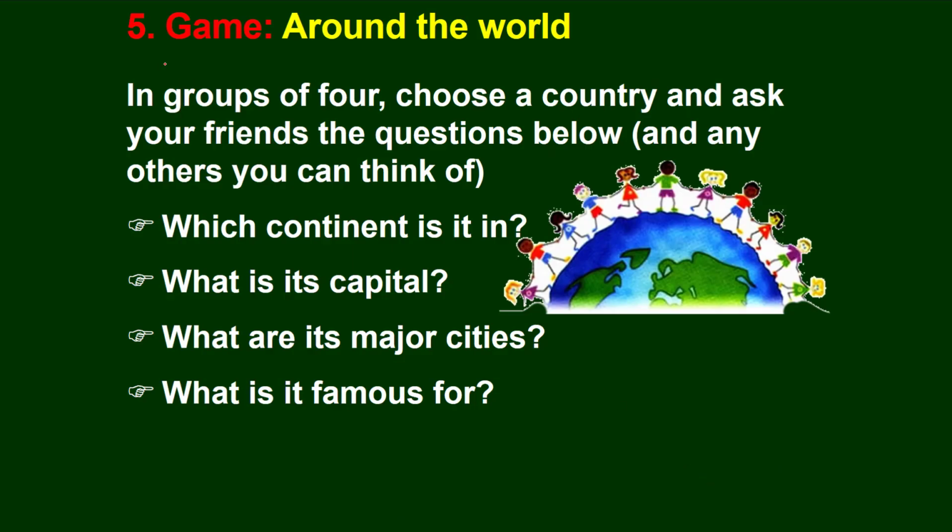Okay. Now, exercise 5, game. There's a game here. The name is Around the World. So it's a bit interesting game. In groups of 4, choose a country and ask your friends the questions below and any others you can think of or guess it. Okay? So look at here, please. The first question, which continent is it in? What is its capital? What are its major cities? And what is it famous for? So it's kind of a model game here, as you see.